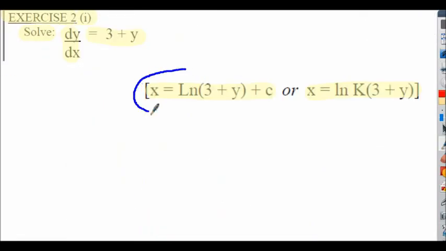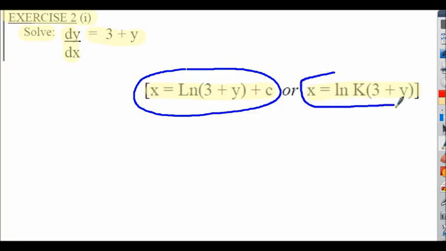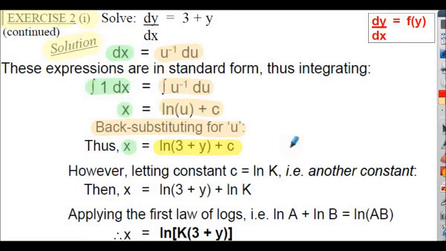So as I say, there are 2 solutions given in the question. This one we found already, and this one we have to now try and prove. So as for the solution shown in example 2, here we're going to let the constant c equal another constant ln k. So replacing c in this line with ln k in this line. And then we can simply apply the first law of logarithms, shown here, to write our final solution. So x is equal to ln the bracket of k multiplied by 3 plus y.